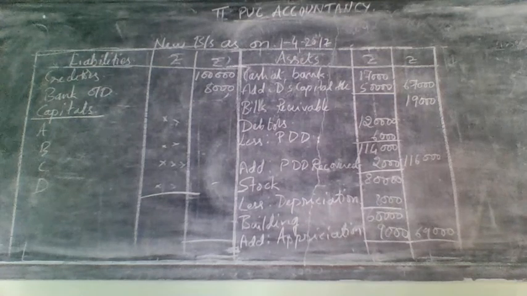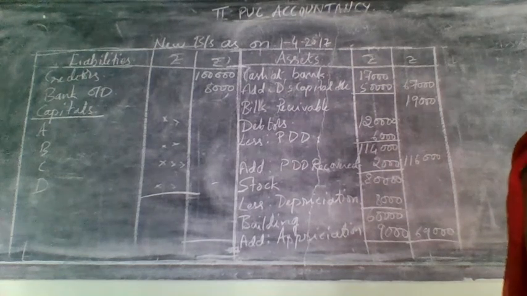First problem I have done for you. That was over. Second also I did. Third, you need to do. Third problem is related to what? He will bring goodwill. Jagdish was a new partner. Jagdish should bring cash 50,000 and 25,000 goodwill.